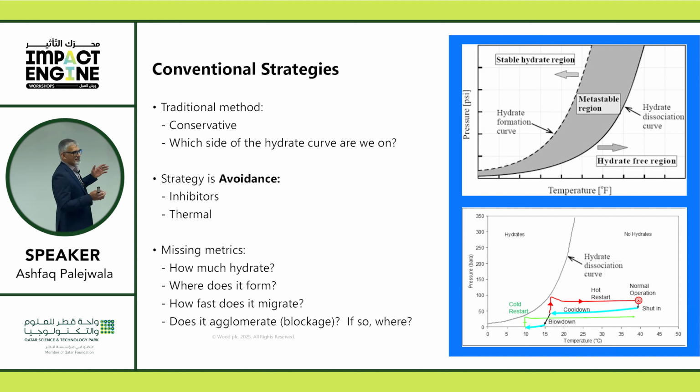Oh yes, so the standard strategy is avoidance. However, there are some missing metrics, which is if you do get hydrates forming, how much? Where does it form? How fast does it migrate? Does it agglomerate? Does it block? So really the question is, so what? You have hydrates. Is it the end of the world?